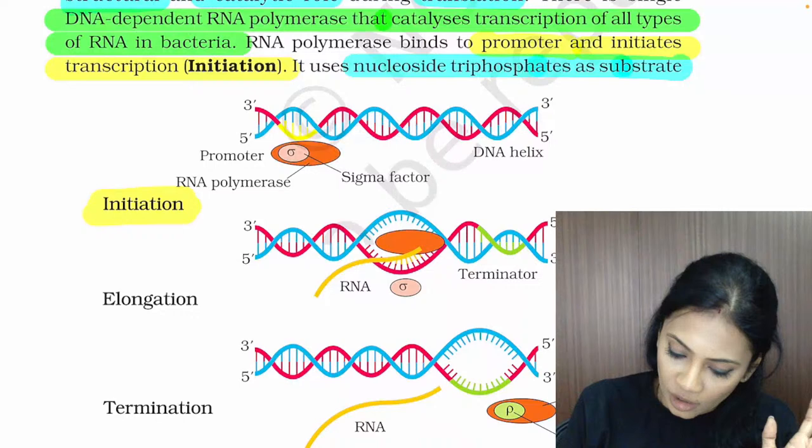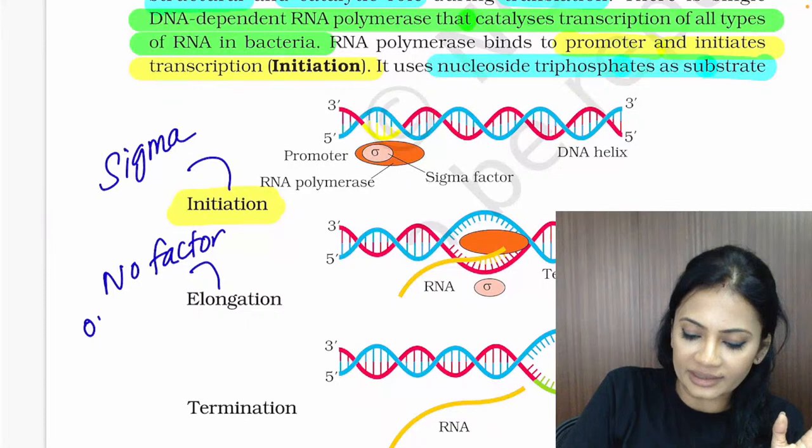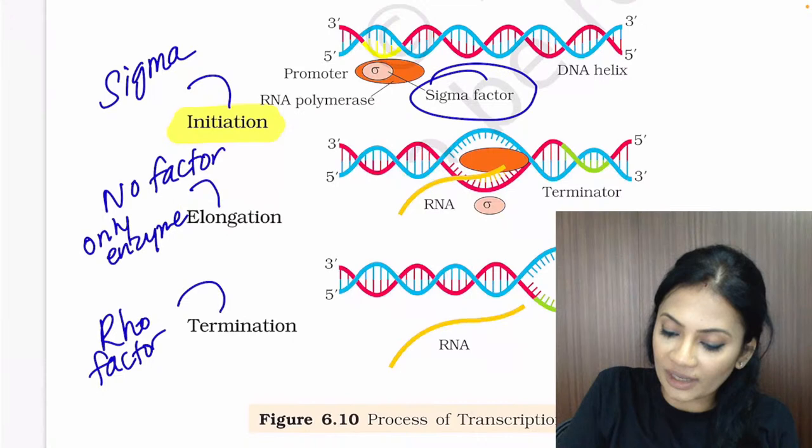For initiation, what do you need? Sigma factor. For elongation, no factor, only the enzyme. And for termination, rho factor. So you have sigma factor, no factor, and rho factor. Clear?